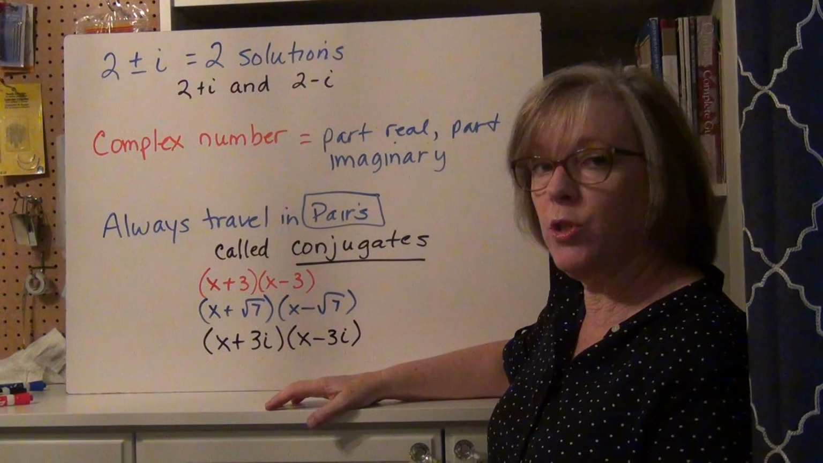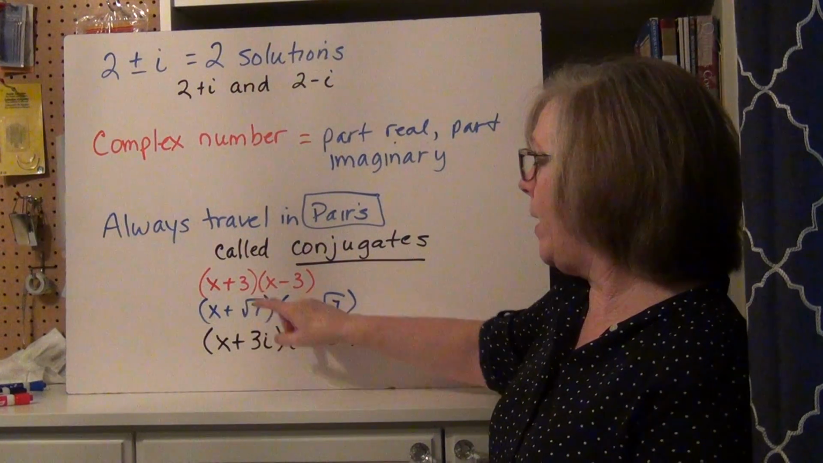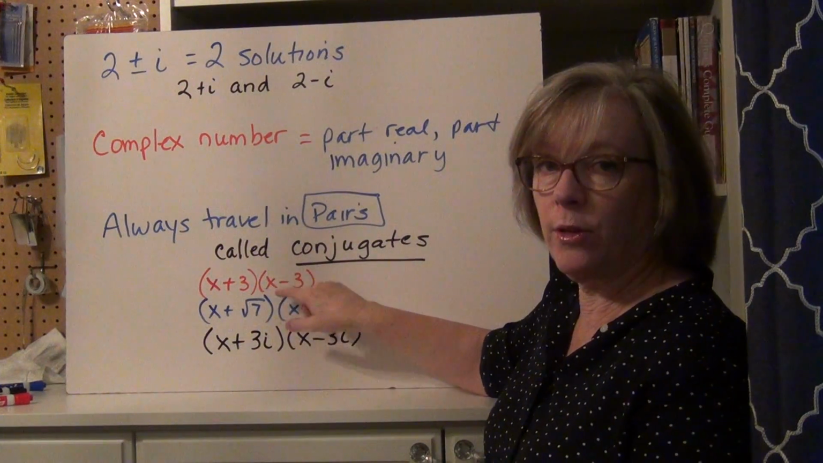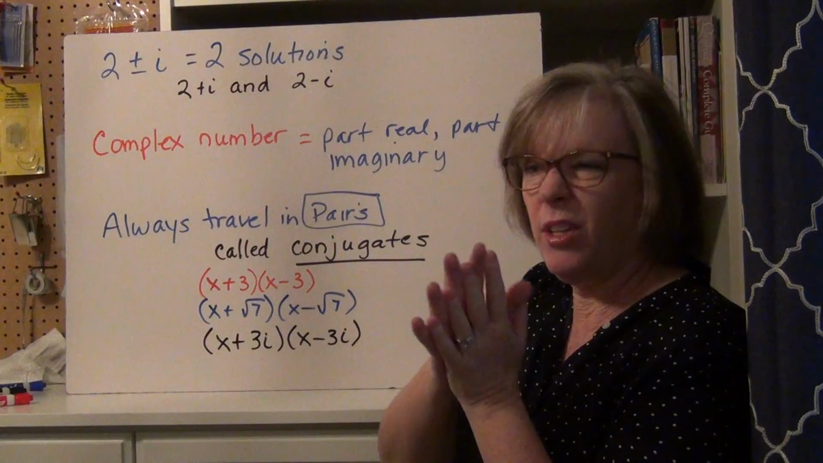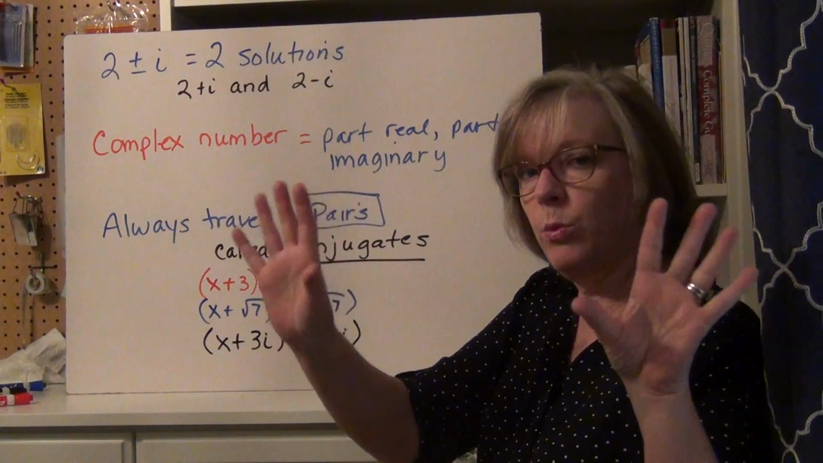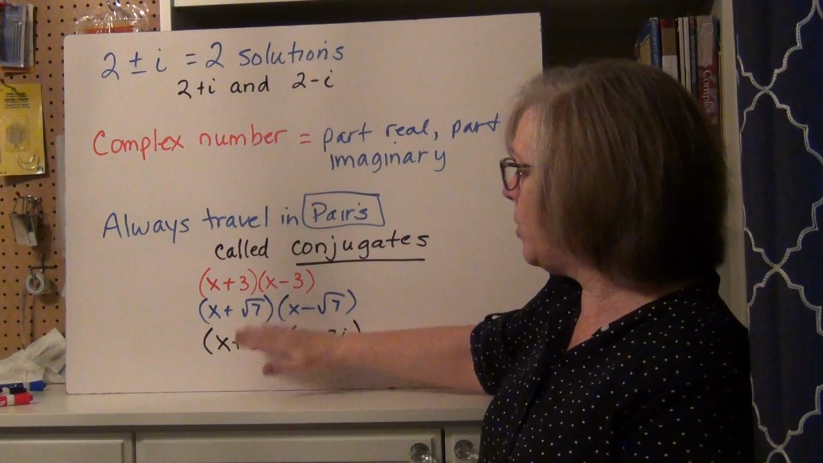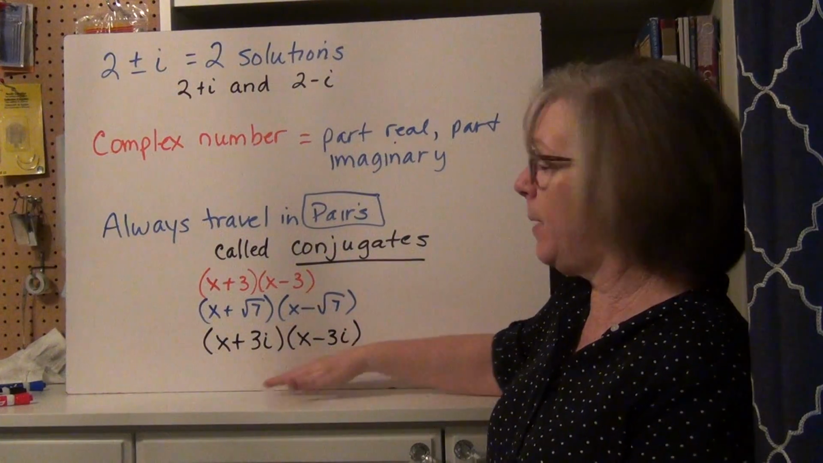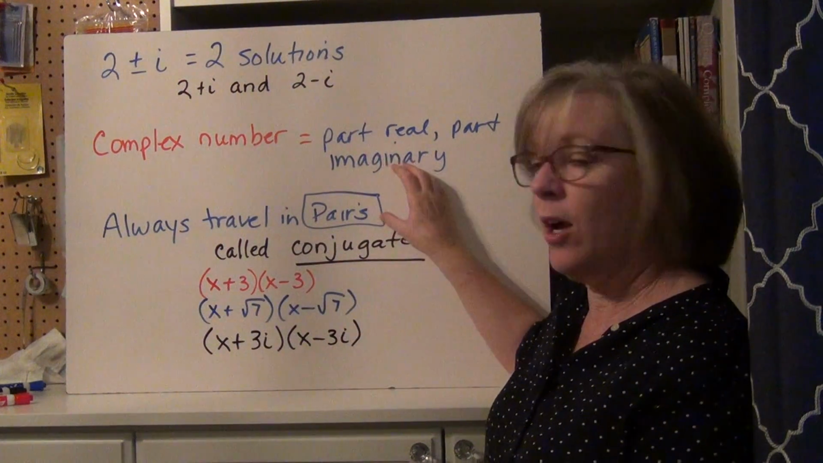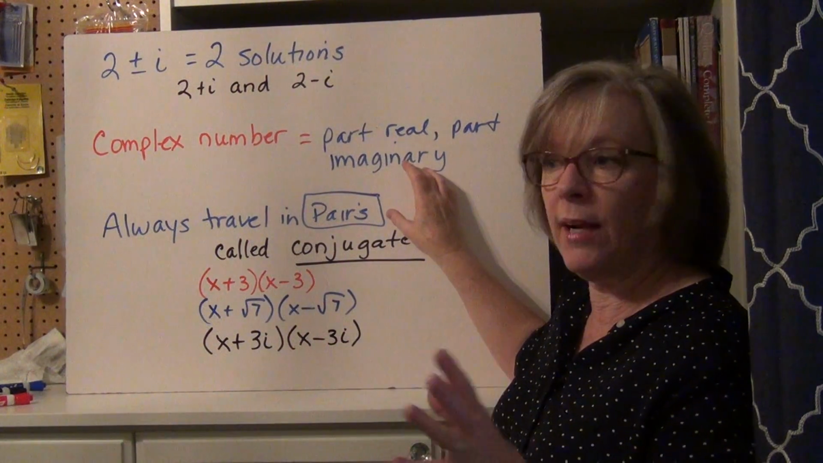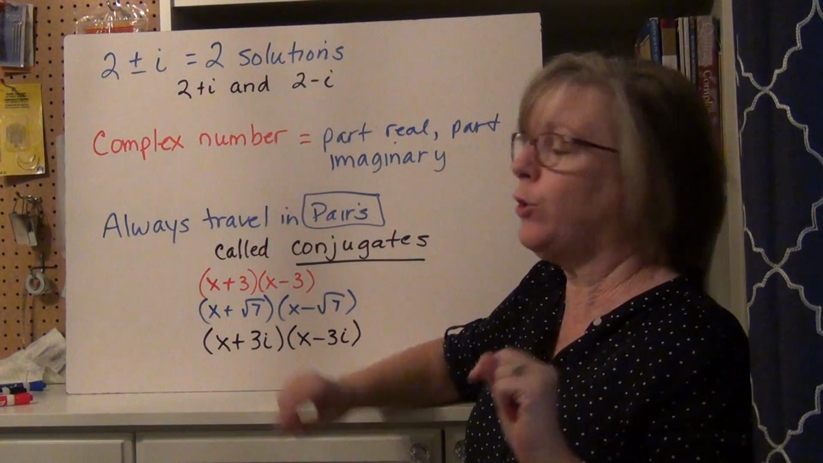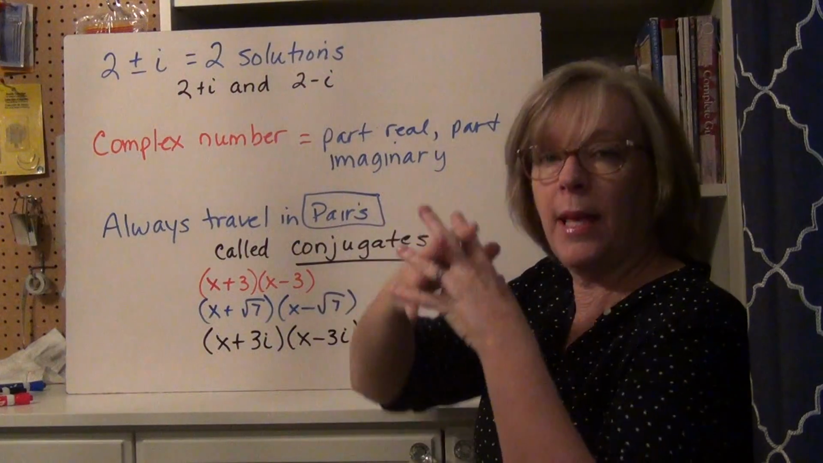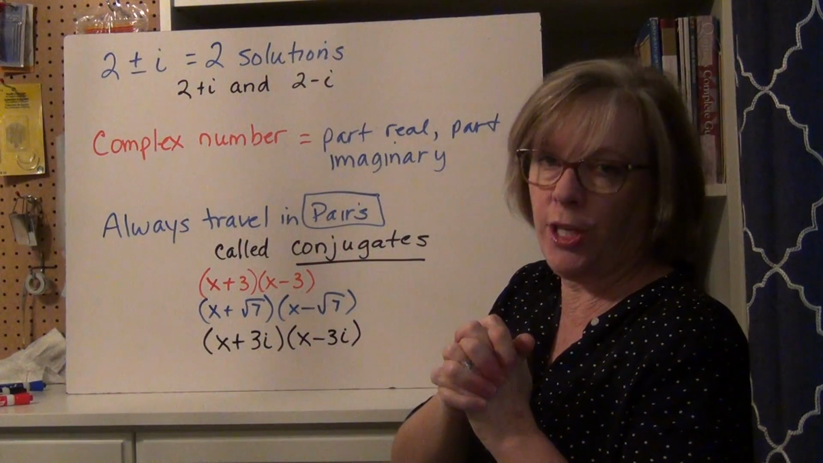Conjugate pairs, and we'll multiply those in class, will always, because of this plus minus pattern, cancel out that part in the middle, the ugly part, the part that would have i's, and we'll only have to worry about the parts on the ends. So we'll start multiplying these next time, but I just want you to know that they always travel in pairs. You can't ever have just 2 plus i. If you have 2 plus i, you also have 2 minus i, because they must go together in conjugate pairs.